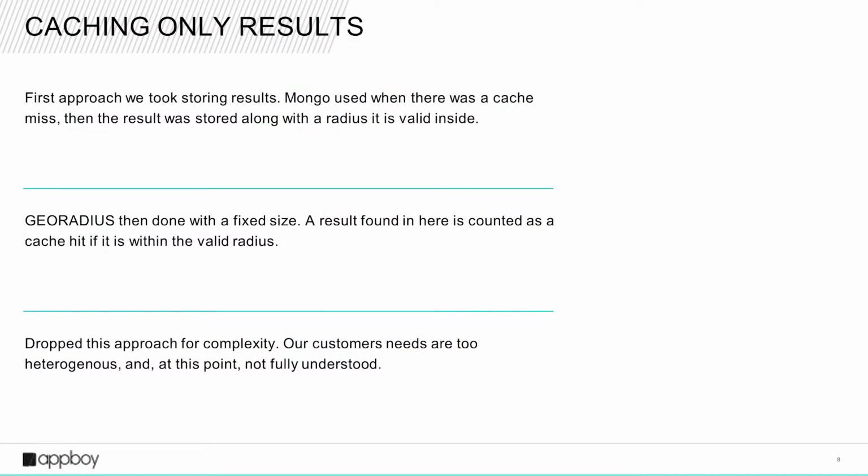Yeah, and then you do a georadius with a fixed size. It's counted as a cache hit if one of the results is within the valid radius. We dropped that approach for complexity. Our customers are heterogeneous. We don't really know exactly how they're going to be using geofences yet. So we just went with the simpler approach where we push everything to Redis, where we're pretty confident in the performance. Basically, we're just using Mongo to dump data into Redis.